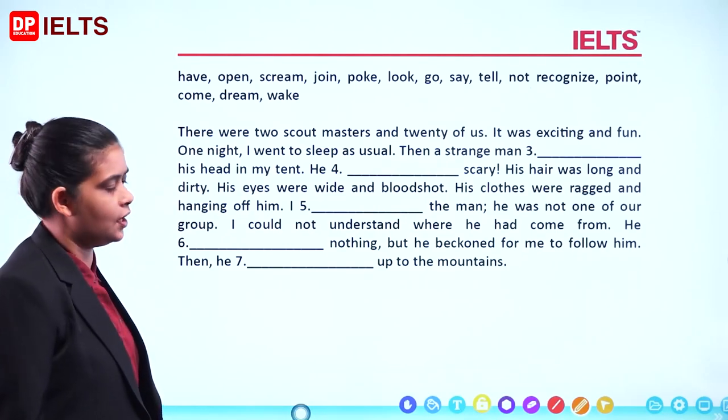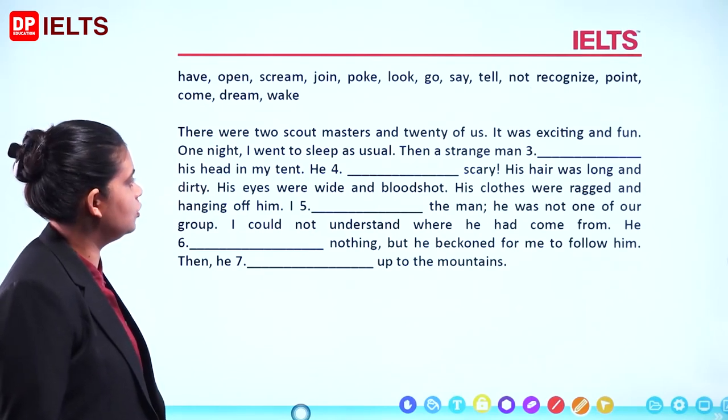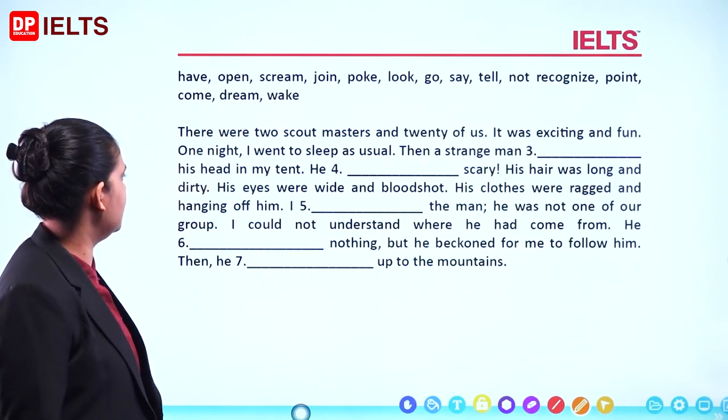He looked scary. His hair was long and dirty. His eyes were wide and bloodshot. His clothes were ragged and hanging off him.